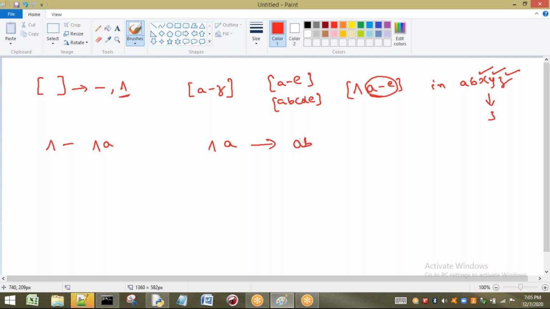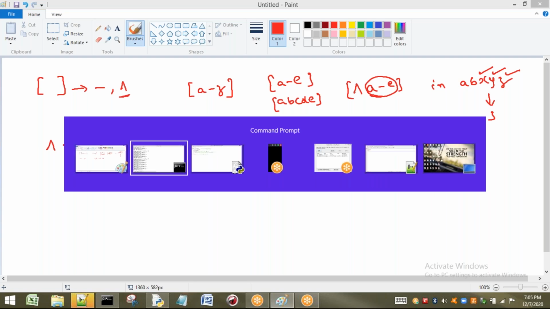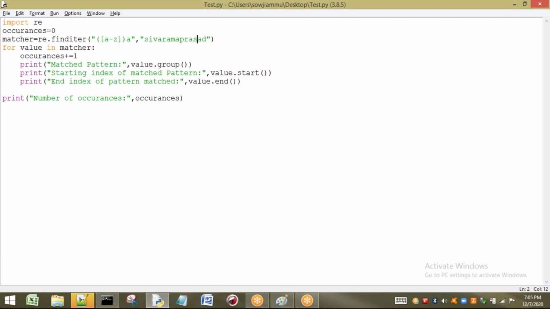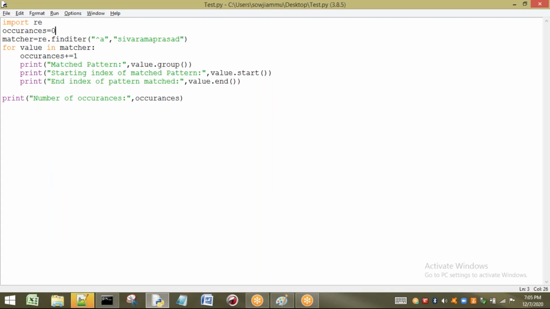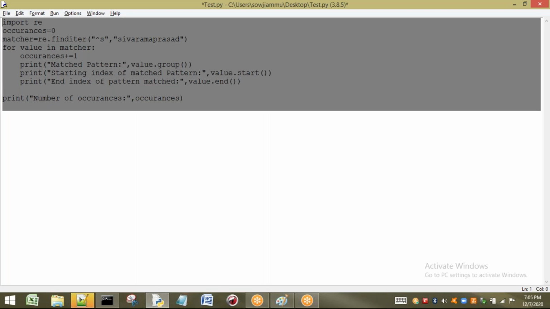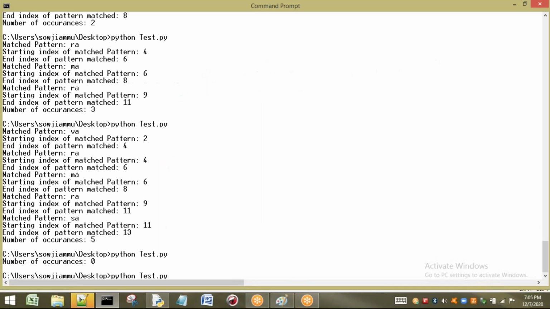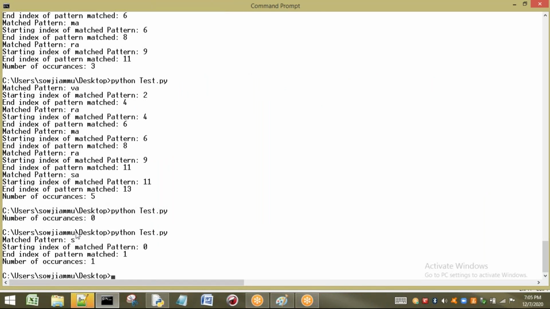I think I have not shown you the caret symbol outside of the brackets. Once again, I will show you. So I am going to take the caret symbol and A. Here, the meaning is: is the string starting with A or not? Not starting. So what is the output of this program? 0 occurrences. If I say yes, sir, is the string starting with yes? Yes, the string is starting with yes. So the output will be 1 occurrence, that is yes.